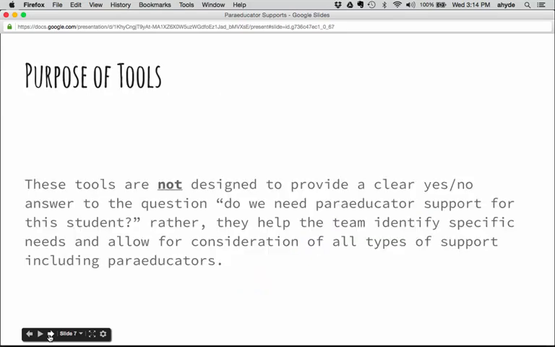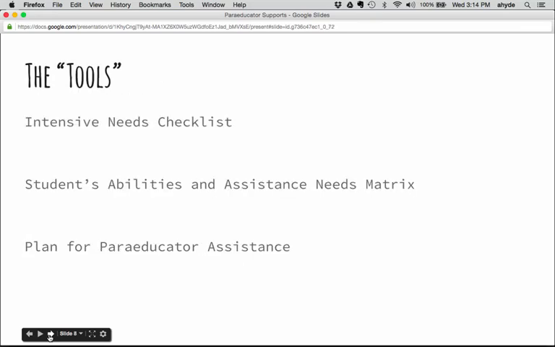These tools are not designed to provide a clear yes or no answer to the question, do we need paraeducator support for this student? Rather, they help the team identify specific needs and allow for consideration of all types of support, including paraeducators. The goal is always to look for supports that ensure the greatest level of independence for the student while still enabling the student to progress.